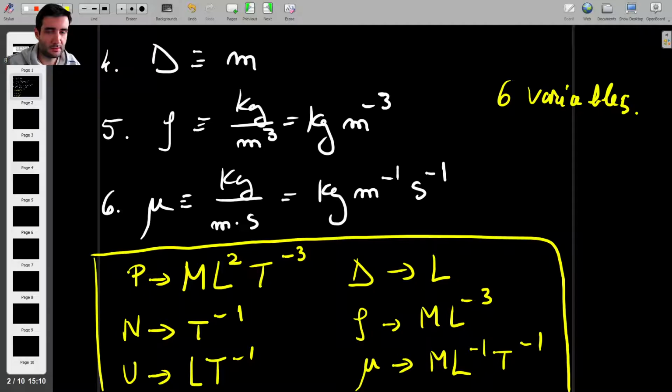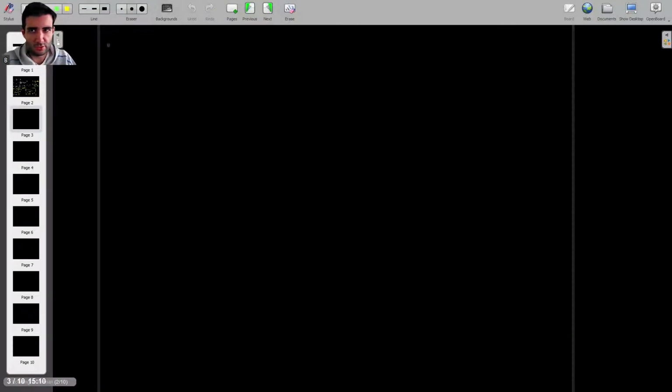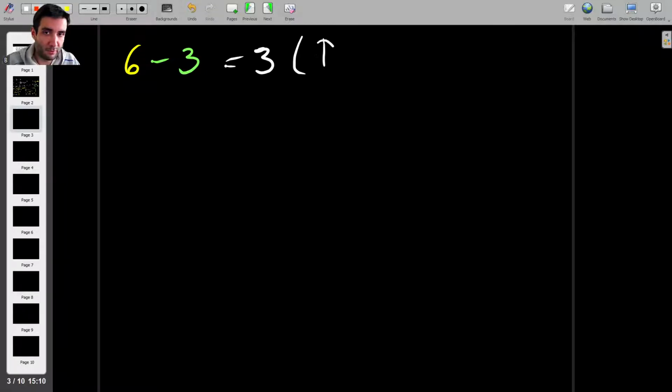How many independent units do we have? Well, of course, we have 3. If you're confused about that, the units are just M, L, and T. Each variable has a combination of M, L, and T. There's no fourth unit that appears in any of them. So if we have 6 variables and 3 units, 6 minus 3 is going to give us 3. And this 3 means how many pi groups we have. So we have 3 pi groups.